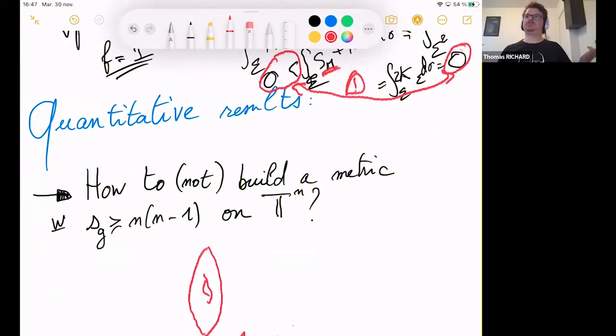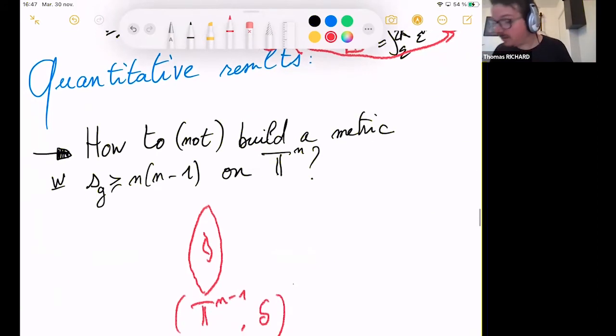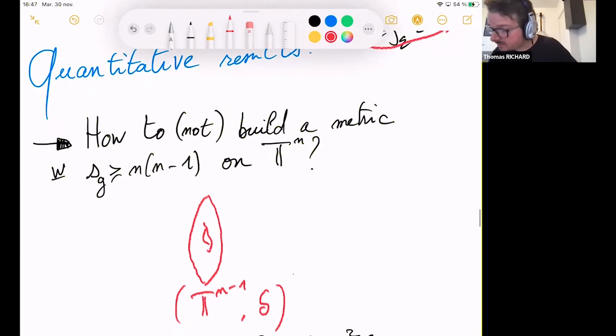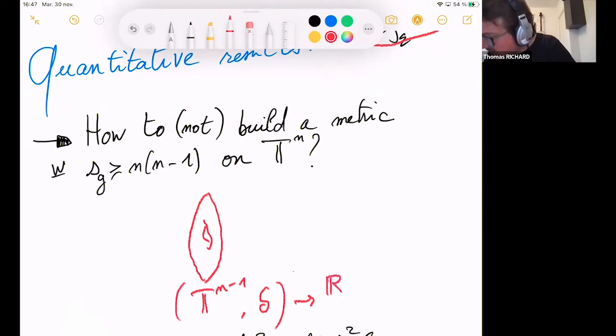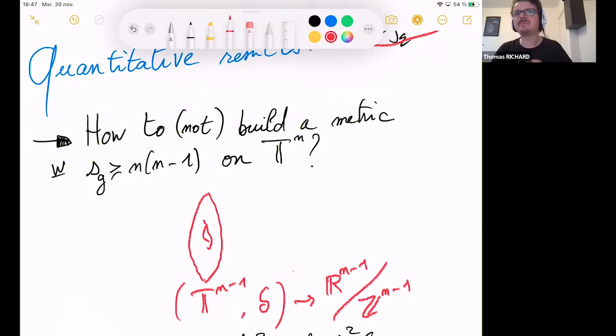So before going with the proof, maybe let's try to build a counterexample, okay? Let's try to build a metric with strictly positive, let's say more scalar curvature than the sphere on the torus of dimension n. So I will start with the torus of dimension n minus 1, with the flat metric. By that I mean you take for instance R^(n-1), and you quotient it by the lattice Z^(n-1), just a flat torus. So this has 0 curvature.